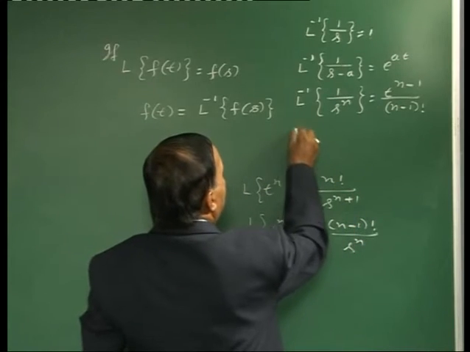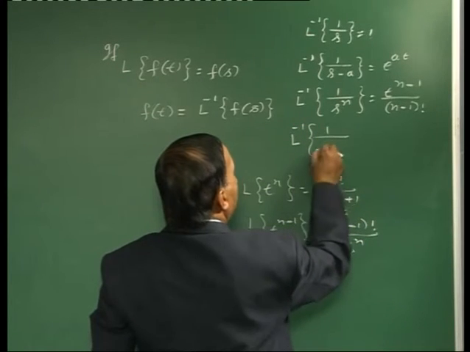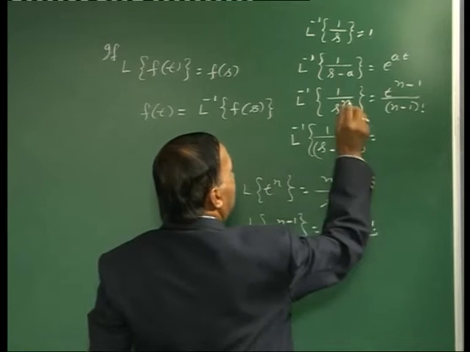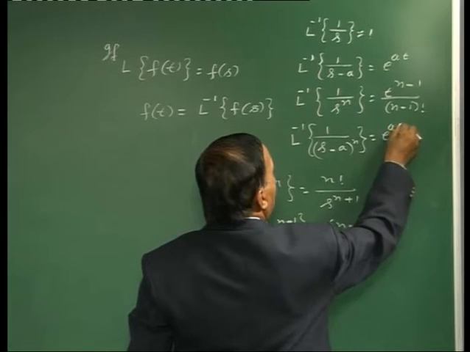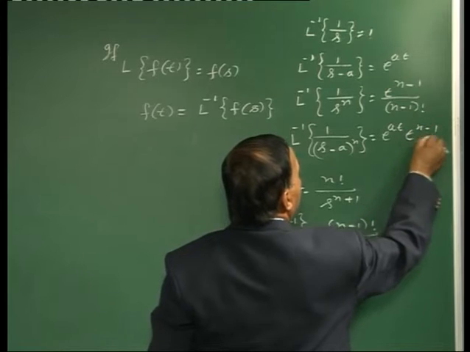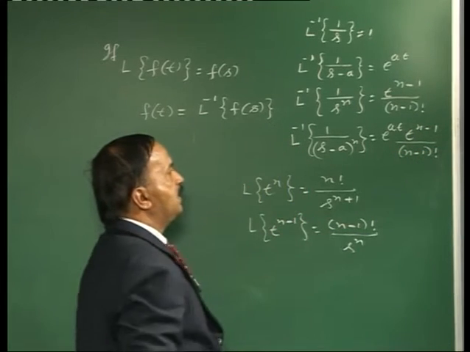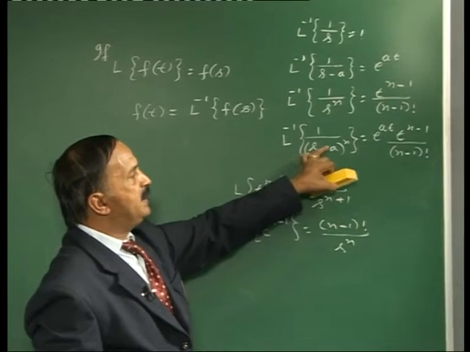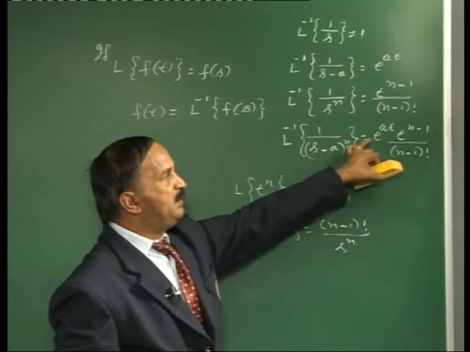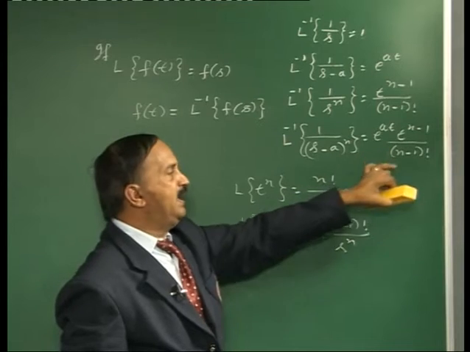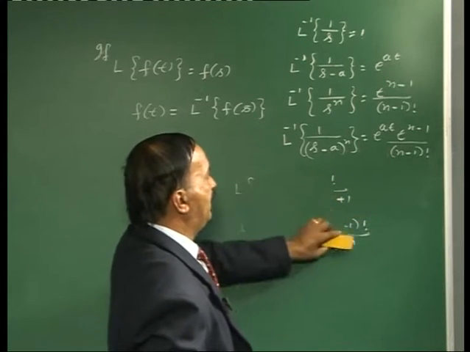L inverse of 1 by s minus a to the power of n is equal to e to the power of a t into t to the power of n minus 1 by n minus 1 factorial. So L inverse of 1 by s minus a to the power of n is equal to e to the power of a t into t to the power of n minus 1 by n minus 1 factorial.